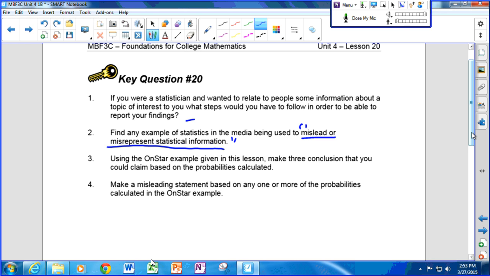Okay. And then the next one, using the OnStar example, make three conclusions that you could claim based on the probabilities, right? So, for example, twice as many people have Good Samaritan calls than something else, some statistical conclusion that you could make. Okay, and then again, make a misleading statement. Your probability of having an airbag deployment is twice that of having a crash call or something, right? That sort of thing, when the probabilities are actually quite low for both.